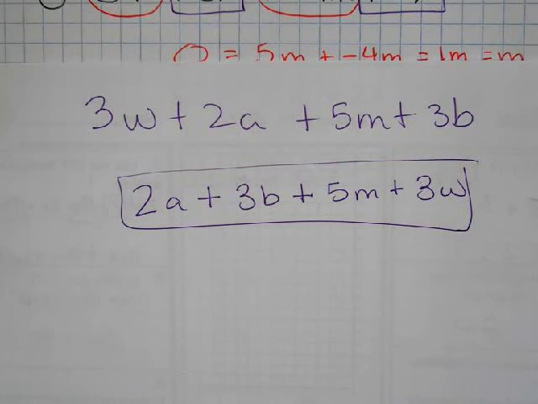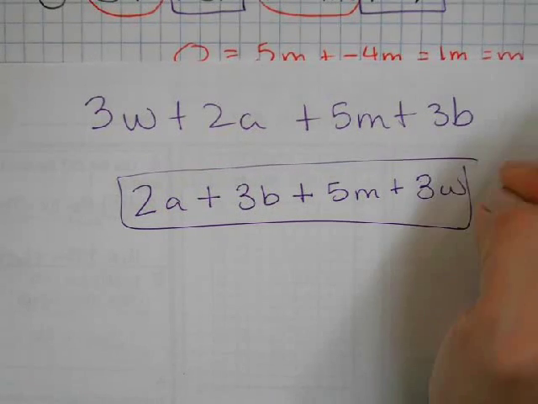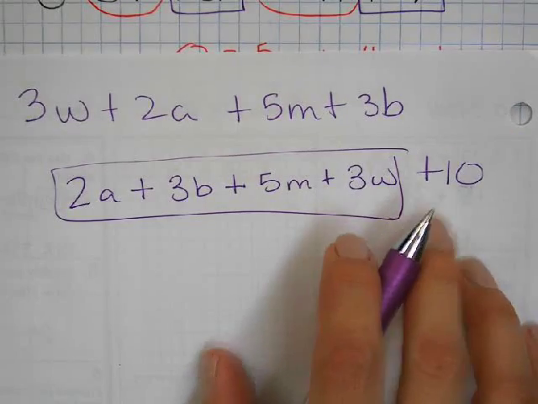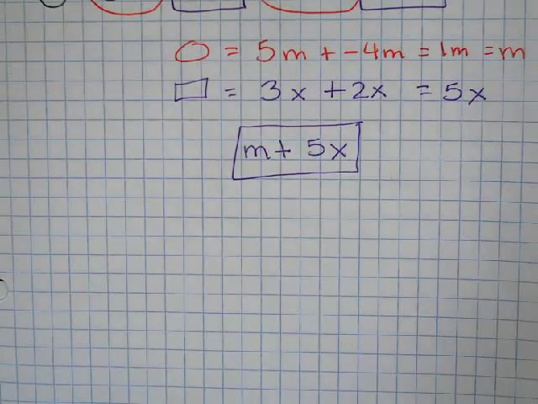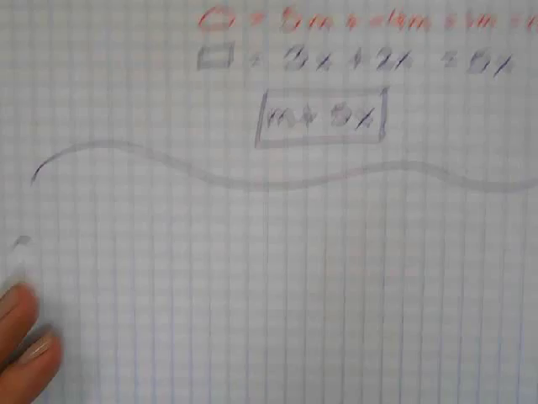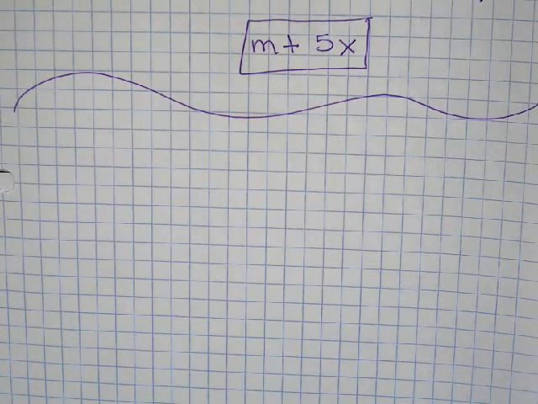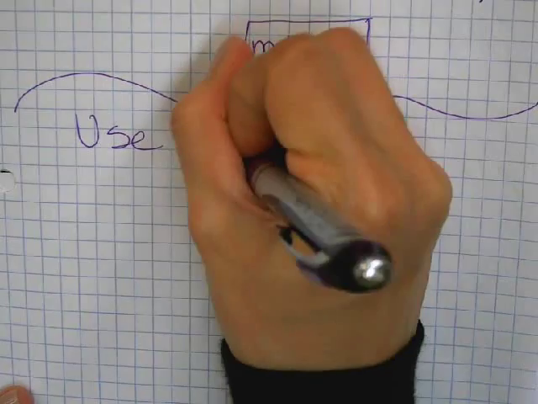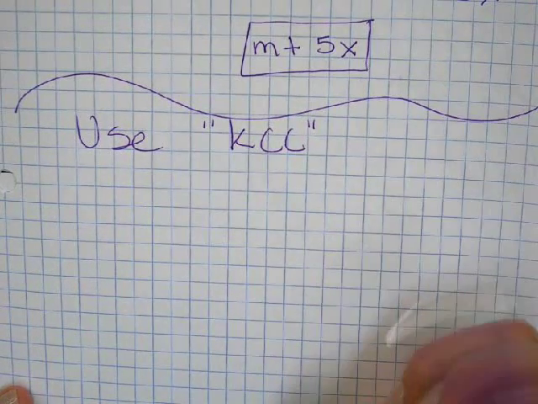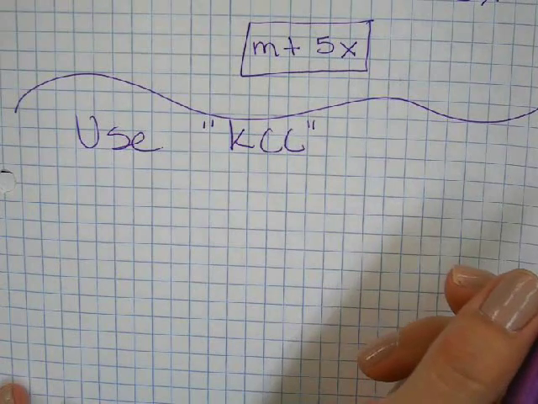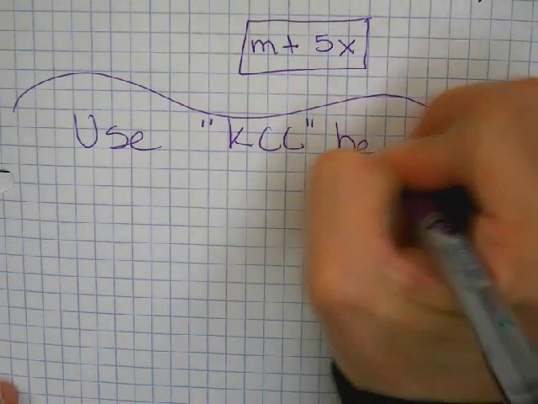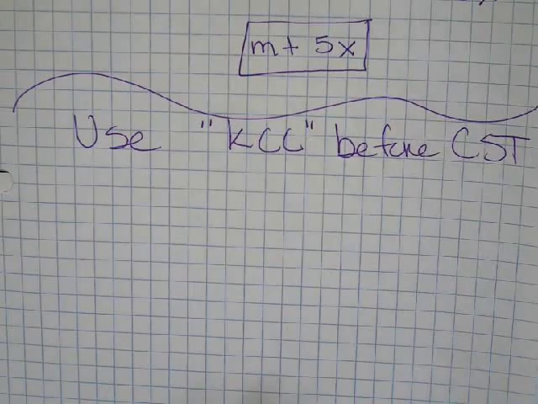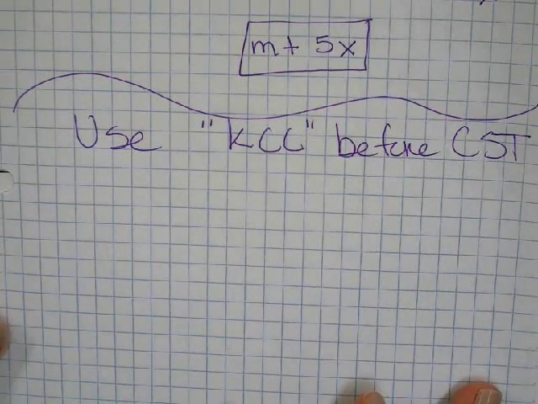Now, you know how sometimes we deal with numbers that don't even have variables? That goes all the way at the end. Okay? So it goes in alphabetical order and then terms that don't have variables on them. Got it? All right. Now, let's do some new stuff. KCC. What does KCC stand for? Very good, Nathan, keep change change. Before CST. So before we circle square triangle, we're going to do some KCC. Focus.